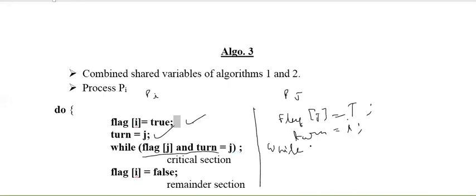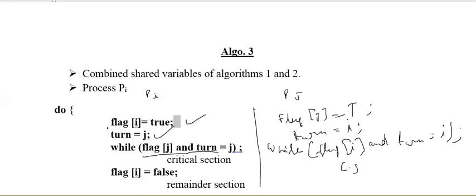It says while flag J and turn is equal to I, I am going to wait. Now let's pick.